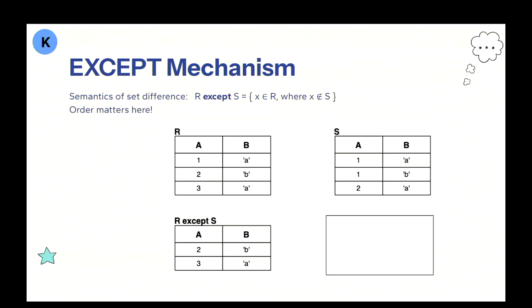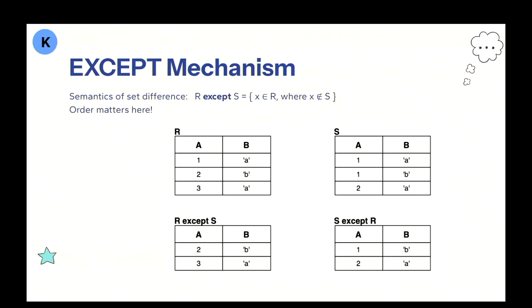So what's the result of S except R? Since the concept here is very straightforward, the result is like this. So notice that 1A is removed again because it appears in both tables. So that's how except works.